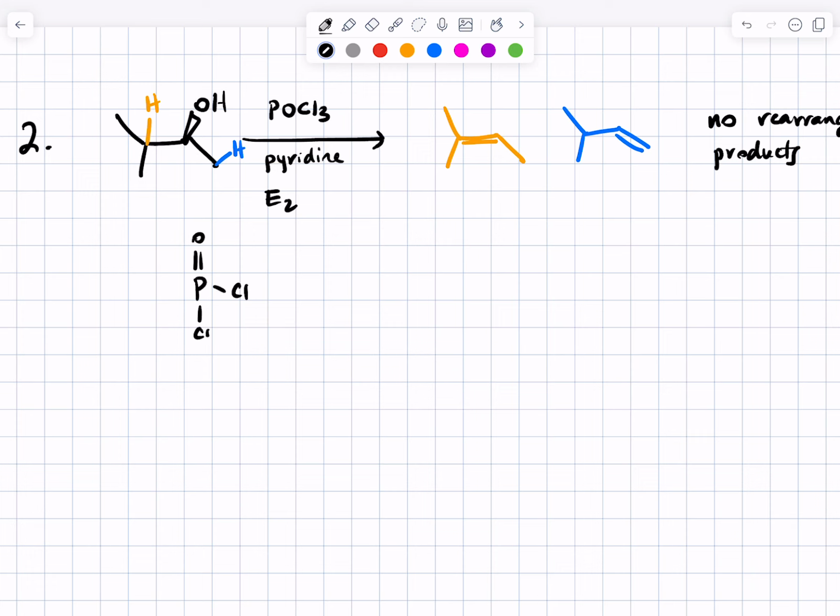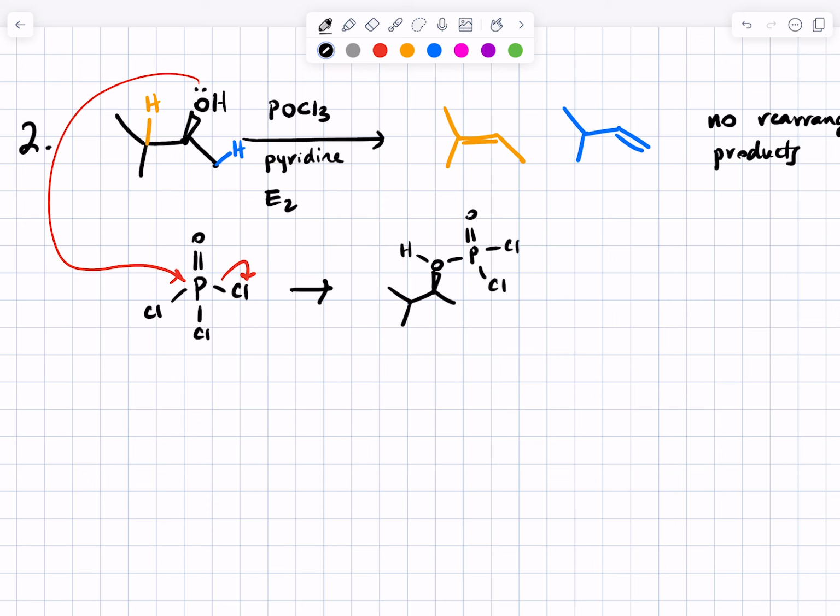POCl3 looks like this. As before, oxygen-phosphorus bonds are really strong, so there is a driving force for oxygen to attack phosphorus and to kick off one of the chlorines. That's sort of an SN2 step on its own, but at the phosphorus. And then you generate this intermediate. This should look pretty familiar. It should look very similar to the intermediate that's in the SOCl2 reaction and in the PBr3 reaction.